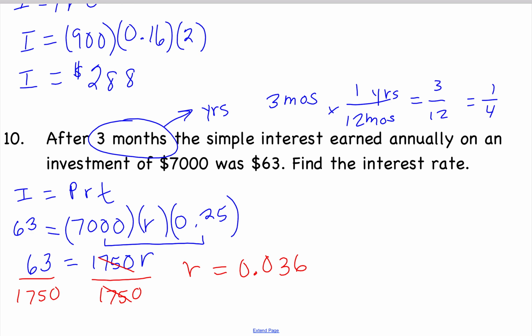So that's the decimal rate, but to convert that to percent, it says find the interest rate, and the interest rate is usually given as a percent. So we need to move our decimal 2 places to the right to get our equivalent percentage. So this is equivalent to 3.6% interest rate.